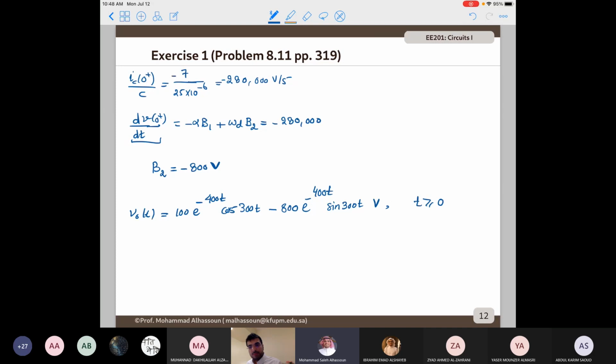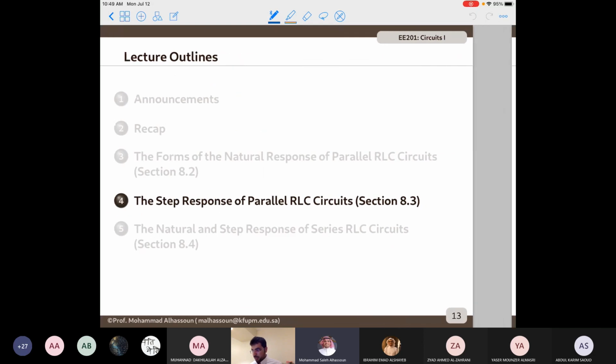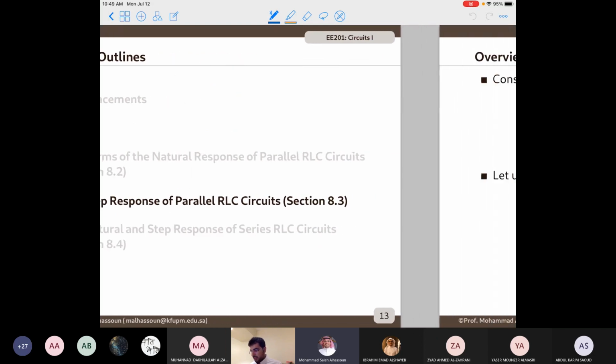So now, what did we do with chapter 7? We started with something called the natural response, which is the response when you're trying to discharge the capacitor and the inductor. Then we move to the step response, where you have a capacitor and inductor, then you start charging them, you connect the source to them. And this is exactly what we're going to do here. So we're going to move to the step response of the parallel RLC circuit.